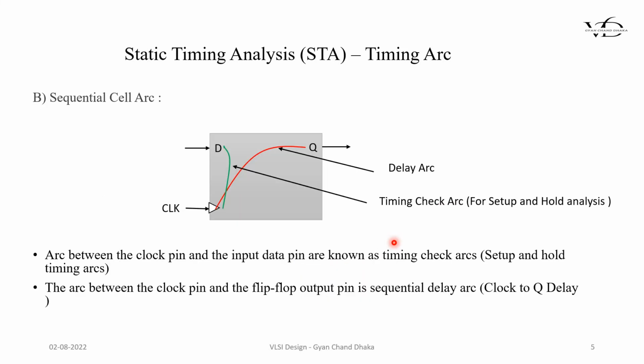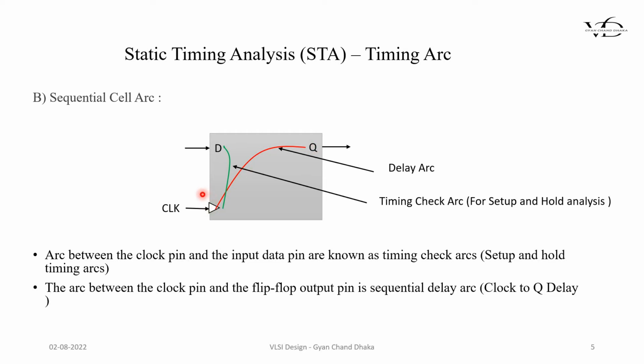Now let's see what is the sequential cell arc. The sequential cell arcs are present in the sequential elements, which are flip-flops or latches. If you see here, you see two arcs. The arc between the clock pin of the sequential element to the output pin is called a delay arc. This is also a timing arc, but it is basically used to get information about the delay between the clock pin and the Q output.